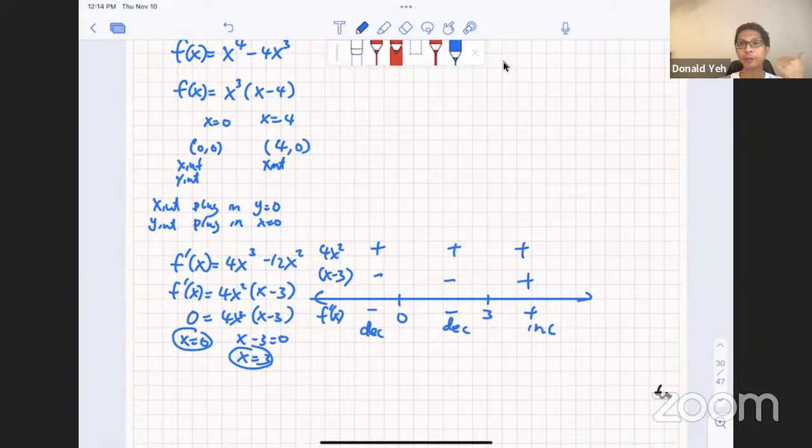Now, let me ask you, where is the relative maximum and minimum here? Is there any maximum and minimum here?